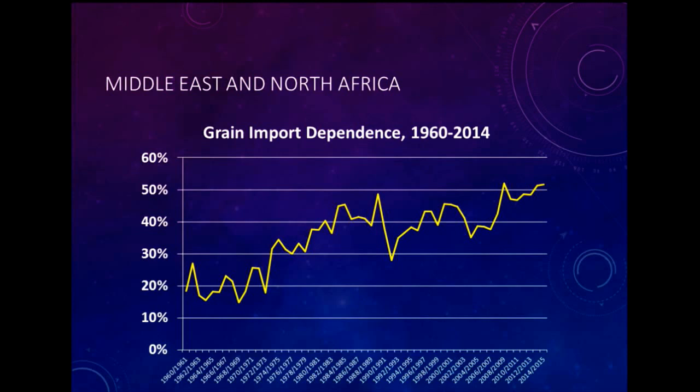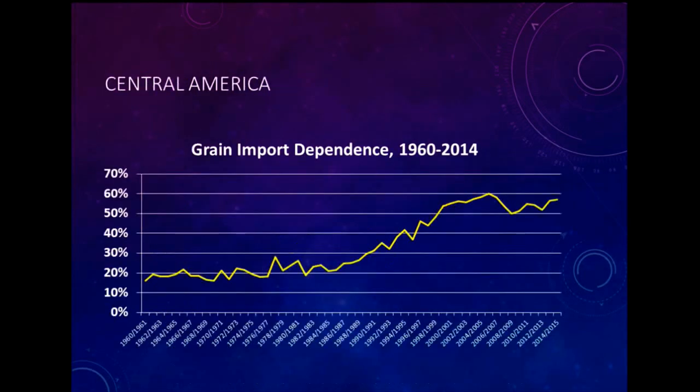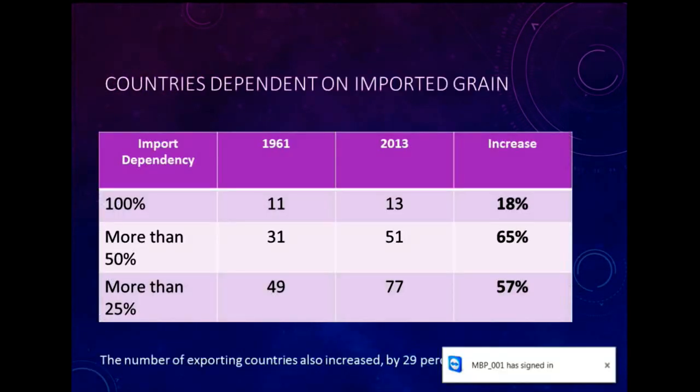And it's important to note that there is a relationship between countries that are water scarce and countries that are import dependent. Of the 23 most water scarce nations in the world for which we have import dependence data, those countries import an average of 58% of their grain. So as water becomes more scarce, we can expect import dependence to increase. In Central America, we're also seeing the grain import dependence rising to 50% and above. In this case, though, it's a lack of land, not so much a lack of water, that's causing the problem. So again, resources coming into play.